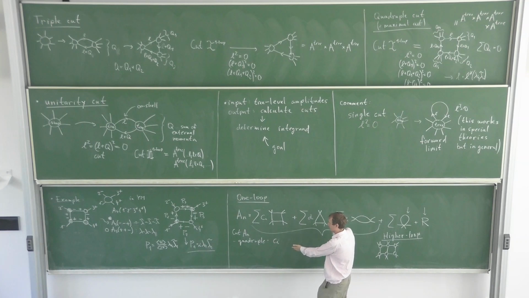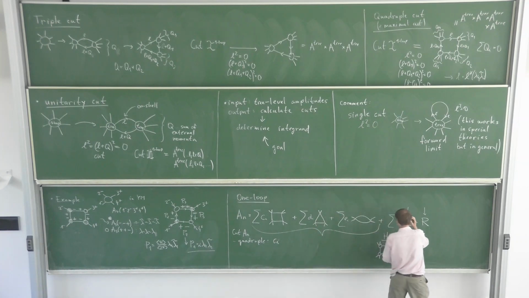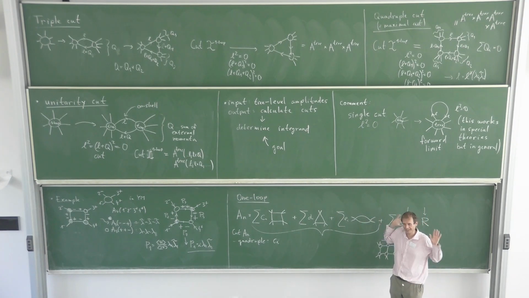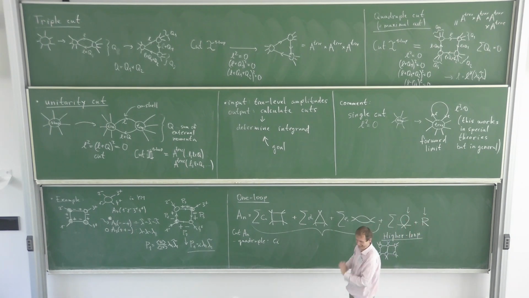But the logic for cuts is similar. Here, you get products of trees. That's your input. And the output is the integrand. And then the hard part starts with doing the integrals. But that's extra. That's not what is done here.